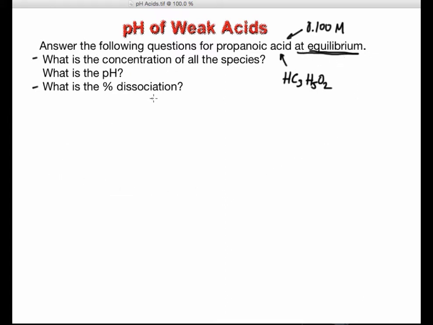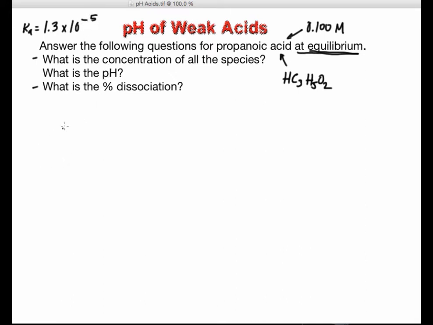The other thing I probably should have put in here is what the Ka is for this particular acid. This is usually given in these problems, and in a homework problem you would be able to look it up, but it's 1.3 times 10 to the minus 5.